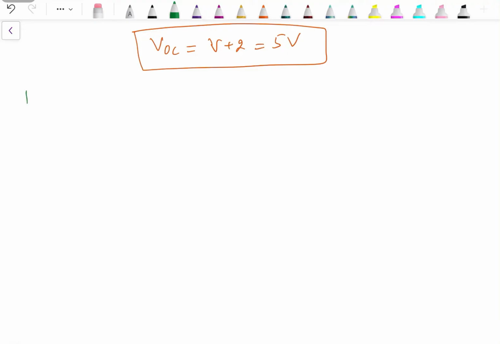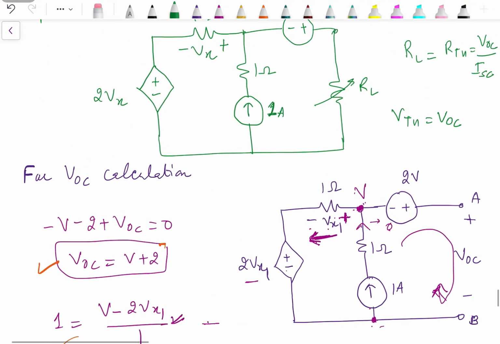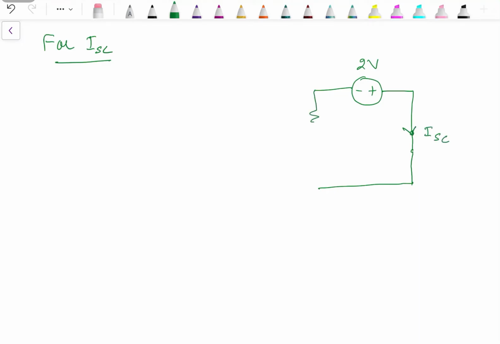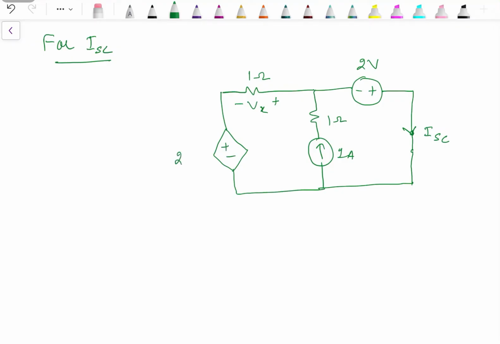Second, we need to find out the short circuit current. For short circuit current, the load terminals, these two terminals, should be replaced by a short circuit. Here we have the 2 volt source, the RL terminals should be replaced by a short circuit, and we need to find out the current over here. Here we have a resistance in series with the current source, 1 ohm, 1 ampere, 1 ohm plus minus Vx, and this one is plus minus 2 times Vx.